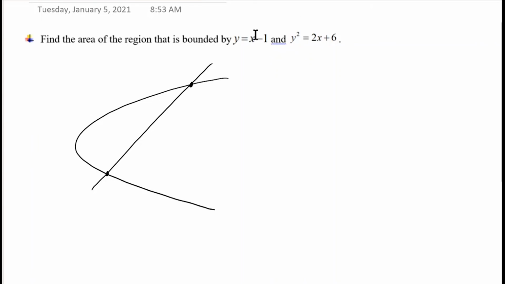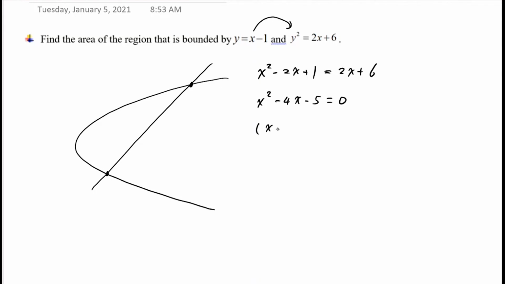Well, do you remember systems of nonlinear functions last year? Yeah, that hideous chart. Yeah, that's why. Okay, this one will just use substitution. So we have y squared, so we'll have x squared minus 2x plus 1 is equal to 2x plus 6. So x squared minus 4x minus 5 is equal to 0.